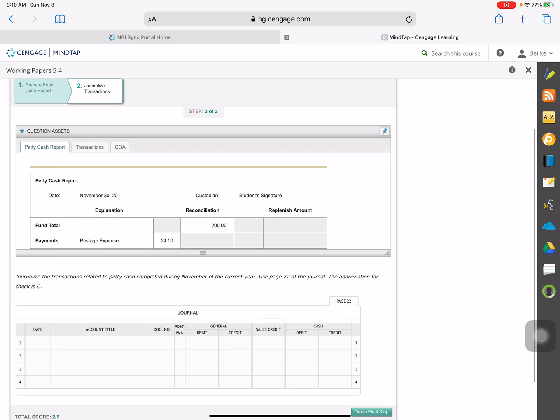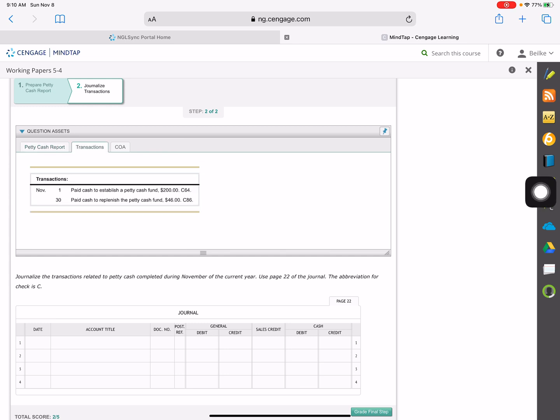If you look at our little tabs, first of all, it says journalize the transactions related to petty cash completed during November of the current year. Use page 22 of the journal. The abbreviation for check is C. Okay, so up here we have our petty cash report, what we just finished, and then we have our transactions, and those are the transactions that we are going to do, these two right here.